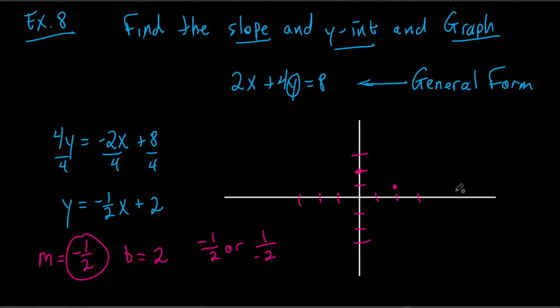Now, if I connect those, that should be our line. But I'm going to put a third one in there just to make sure I did this right. So I could do what? I could go up 1 and to the left 2.